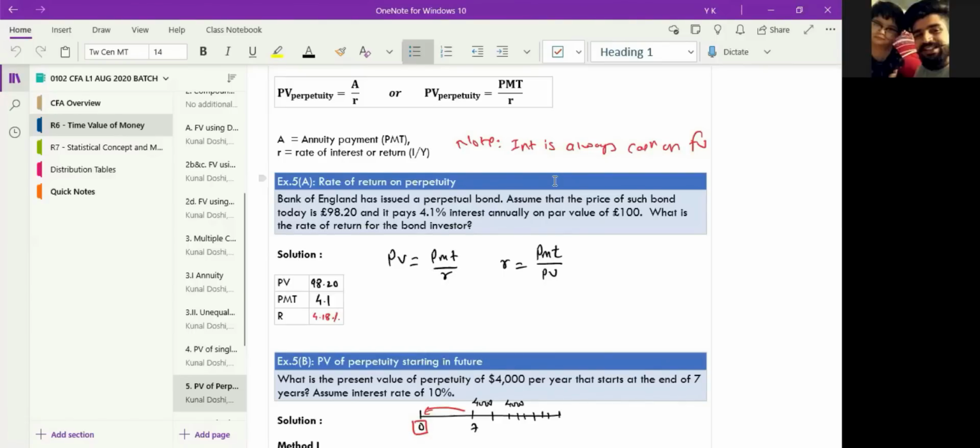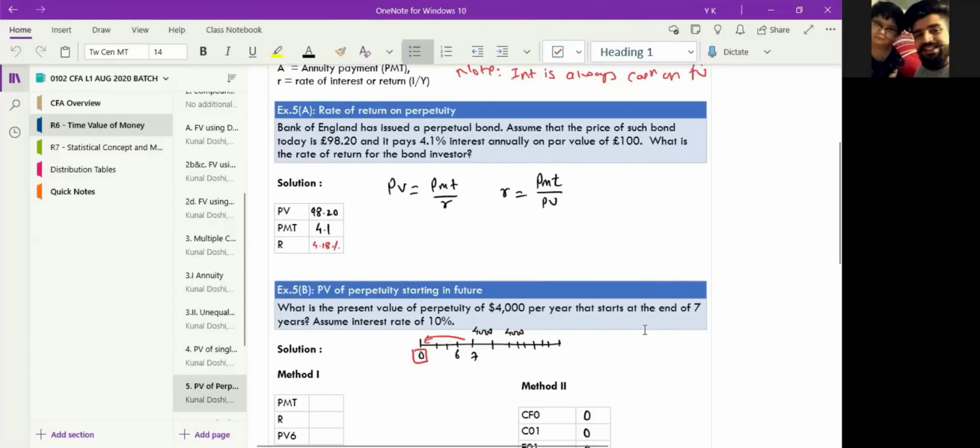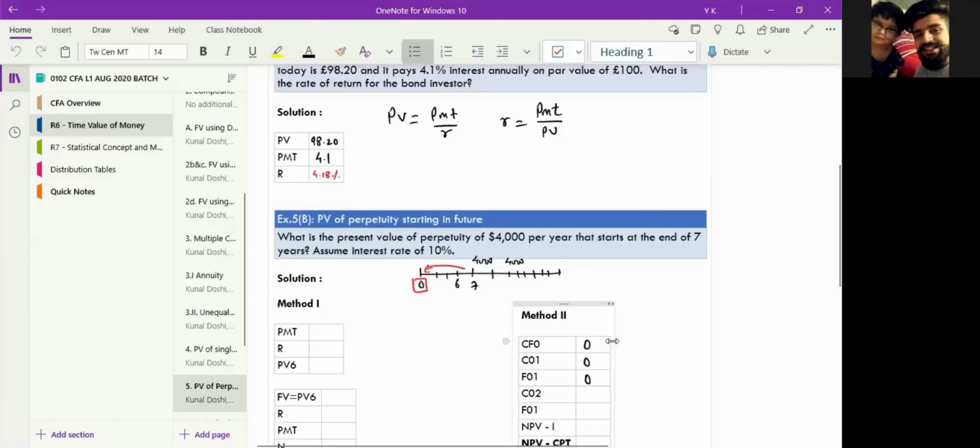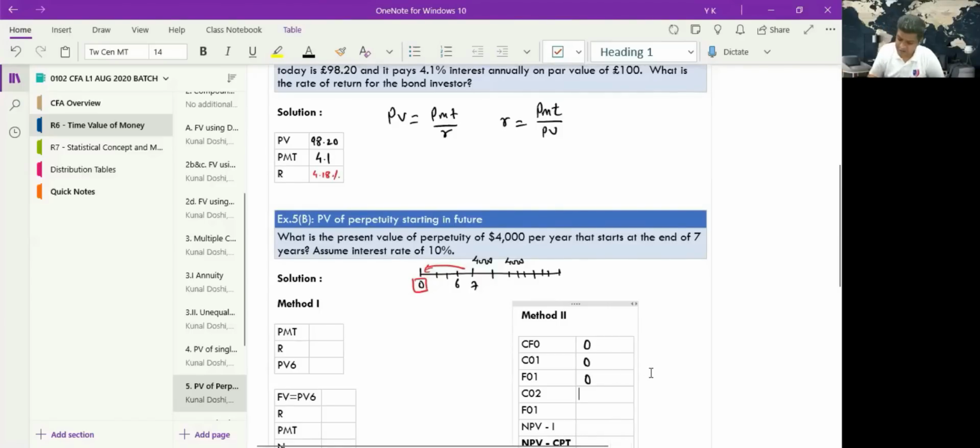Cash flow. Very good. What will you put in the cash flow function? CF0 will be 0. CF1 will be 0. Till what point it will be 0? 6 frequencies. Yes, till the 6th year it will be 0. Your C02 will be 4,000. Till what point? Infinity. Instead of infinity, you will put there 999. Very good.